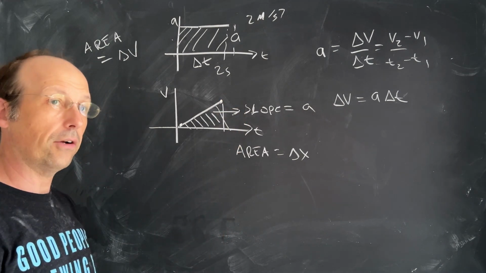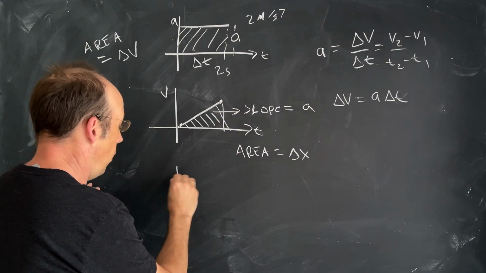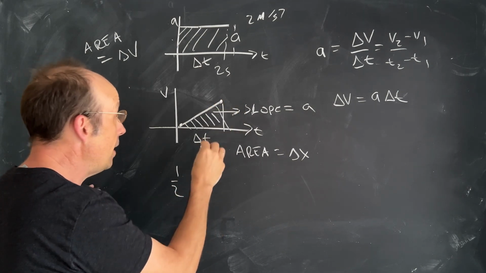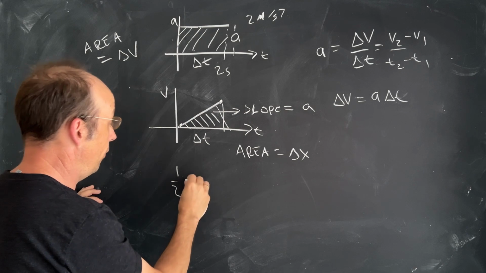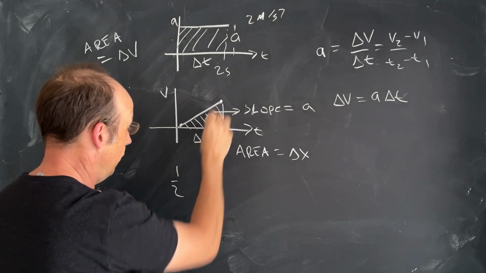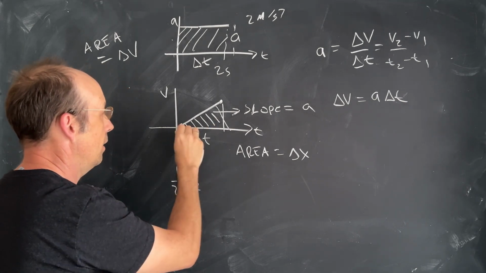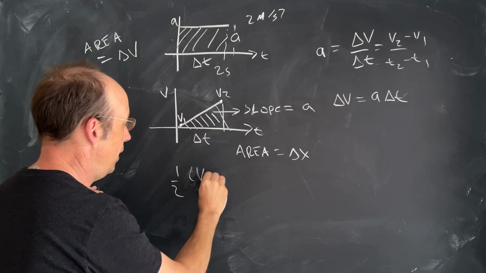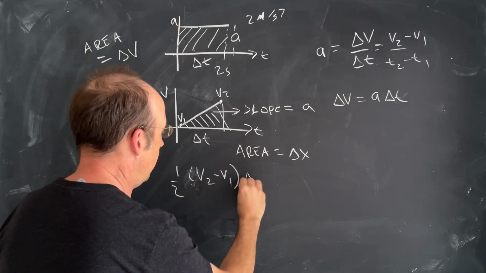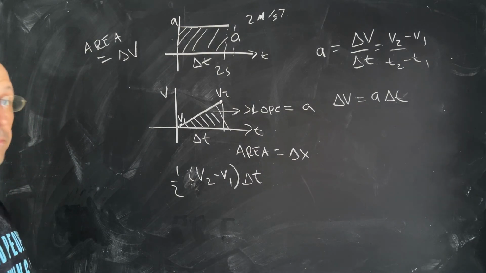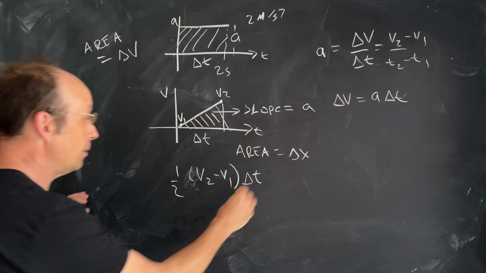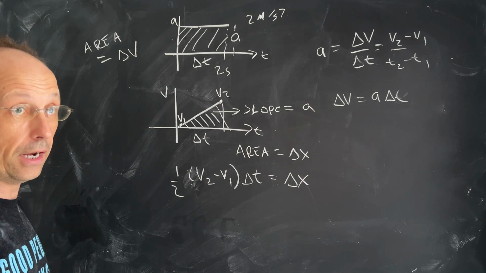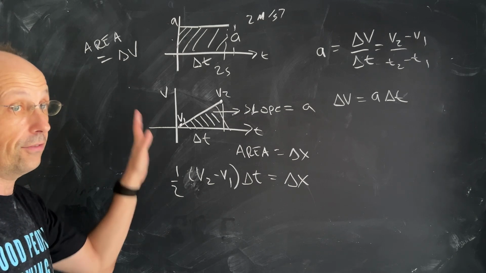But here, I have a triangle. So what's the area of a triangle? Well, that's 1/2 base times height. Here the base is delta t, and the height is v final. So it's going to be 1/2 times, let's call this v1 to v2, the height is going to be v2 minus v1, times delta t. So that is the displacement. Even though it's not constant, that's fine. You can still find the area under the curve, and that's still the displacement. In this case, it would be positive.